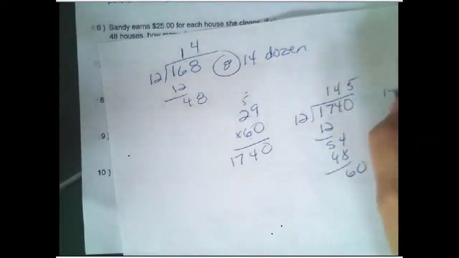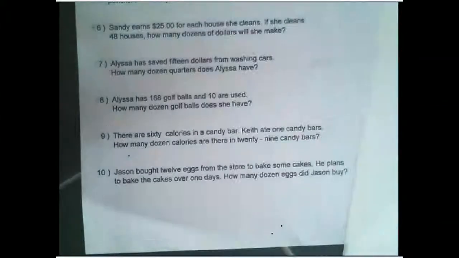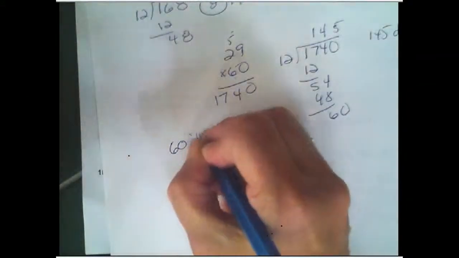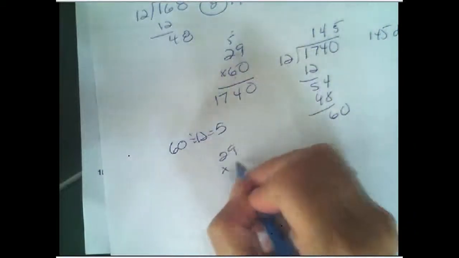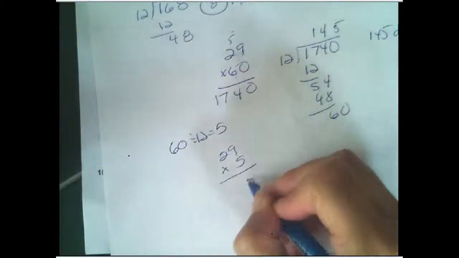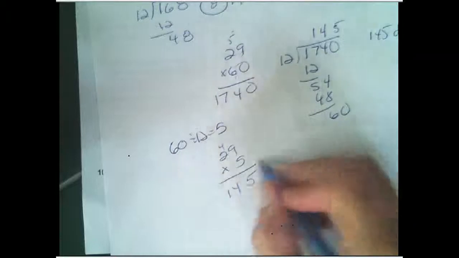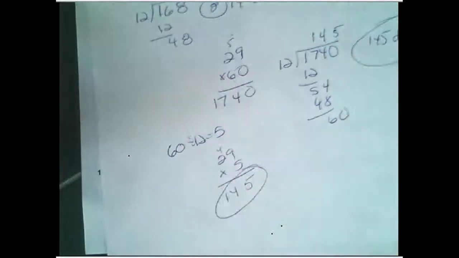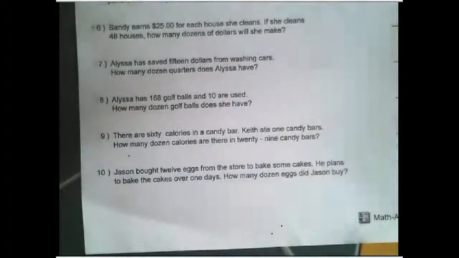We would have 145 dozen calories. Or we also could have said, take that 60, divide it by 12. We would have gotten 5, and we could have said 29 times 5. 9 times 5 is 45. Again, we would have gotten the 145 dozen. Either way works.